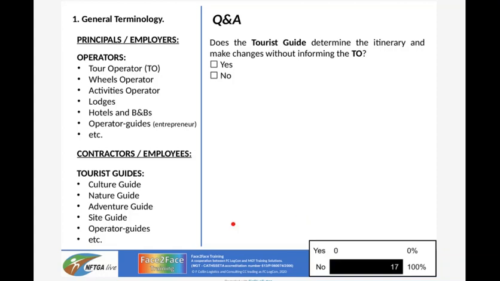Why is it no? I think you all understand that if you make changes to an itinerary, there has to be a very valid reason. And that valid reason isn't one that the guide on their own comes up with normally. So it is something that has to be decided by the operator. You can call an operator and make suggestions. You shouldn't change an itinerary. So I'm glad to see that nobody is going to fall into that trap.